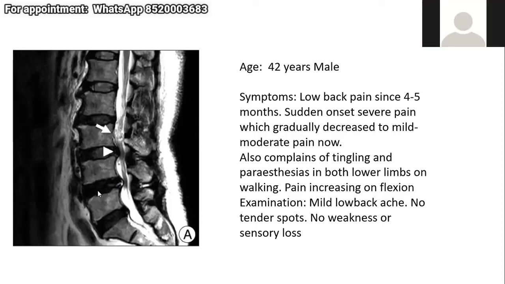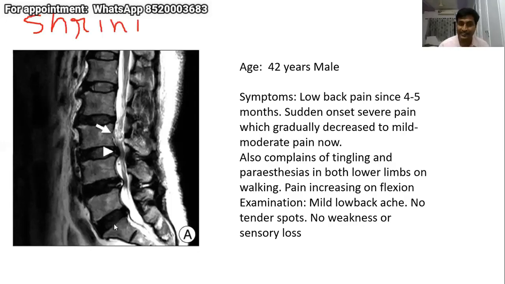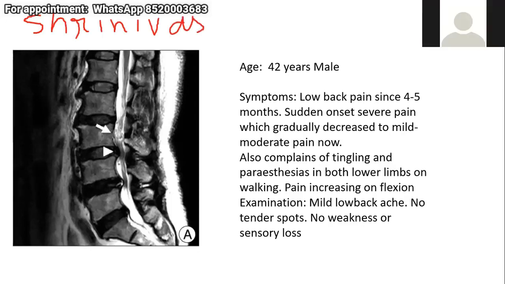What is the color of the disc? It's dark. So is it degenerated? Yes, sir. Okay. Is this disc normal? No. Is this L5-S1 normal? It shows the dark color of the disc. So this patient has multiple disc prolapse, not a single one. Yes, sir. It's not a single one.